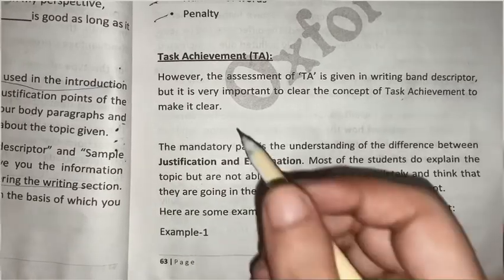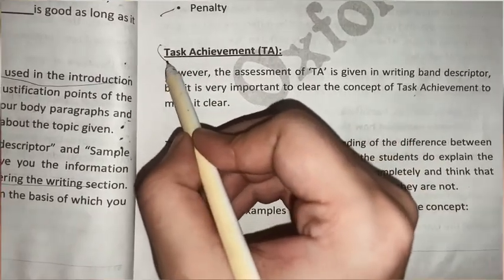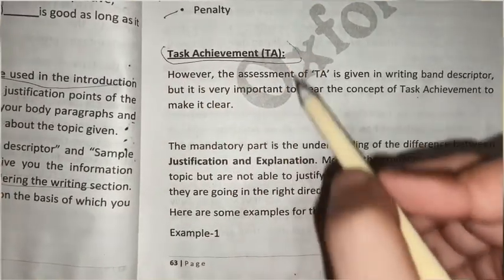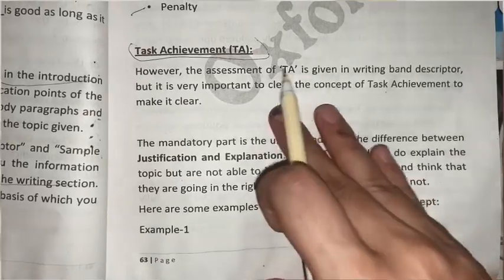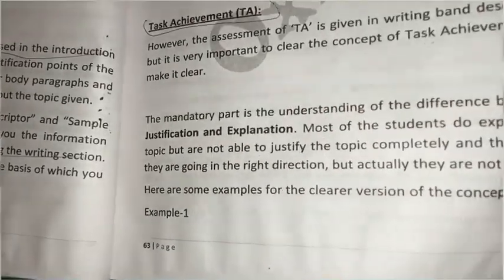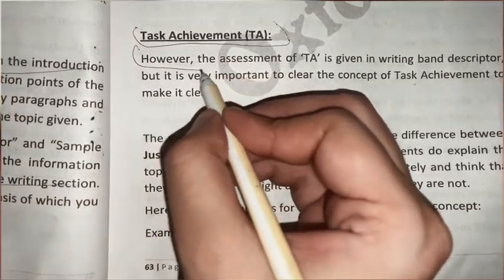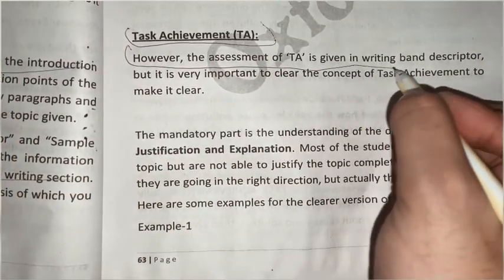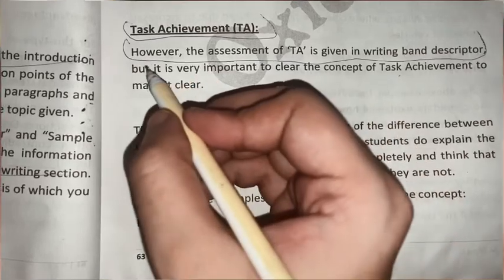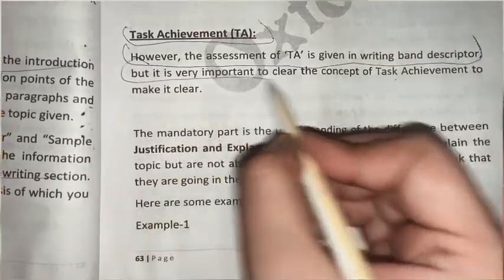And now there is task achievement. The assessment of TA is given in the writing band description, but it is very important to clear the concept of task achievement. So TA means task achievement. Have you achieved your task in the essay writing?